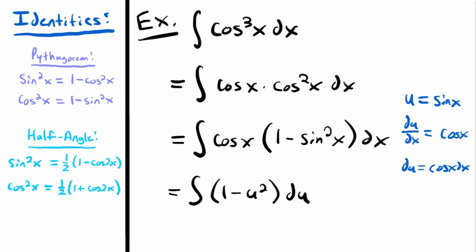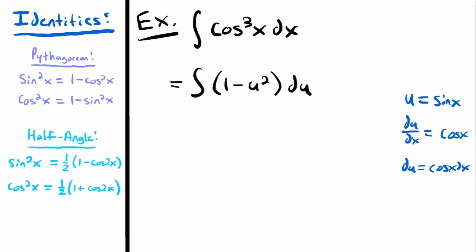So if I clean up my work here, let's integrate each of these terms. The integral of 1 will be equal to u, because the integral of a constant is equal to that constant times the variable of integration, which in this case is u. And then we will subtract the integral of u squared, which if we use the power rule, we will have u to the third power divided by 3. We add 1 to the exponent and then divide by that new exponent. And of course, because we are integrating an indefinite integral, don't forget to add plus c.